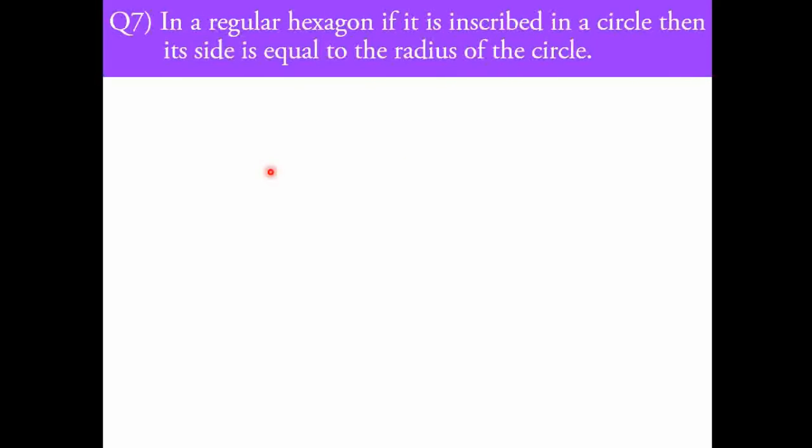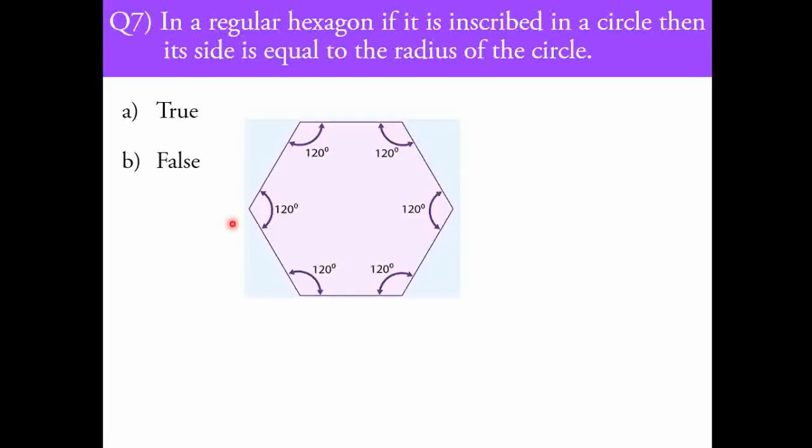Next question, question number 7. In a regular hexagon, if it is inscribed in a circle, then its side is equal to the radius of the circle. Okay, once again just understand the question. Let's look at the options to see whether this statement is true or false. But before that we will take the reference of a diagram and discuss it. The regular hexagonal structure can be drawn with the help of different methods. Out of that, the first method is by knowing the inner angle, by taking the reference of the inner angle we can easily represent the hexagonal structure.